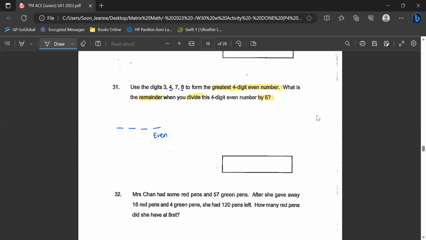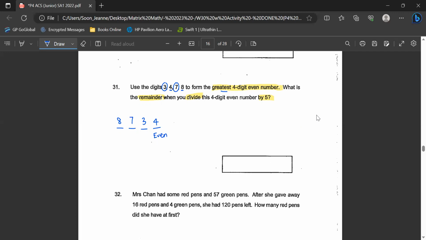So if I want the greatest, it means that my bigger even number cannot go to the end, to the last number, to the ones place. So I only can put a 4 there because I need the 8. Because out of all these numbers, 8 is actually the greatest. So I'm going to put 8 here. Then I'm going to arrange the 3 and 7 accordingly from the greatest to the smallest. So 7 is greater than 3. Then this will be 3. So the greatest 4-digit even number is 8734.